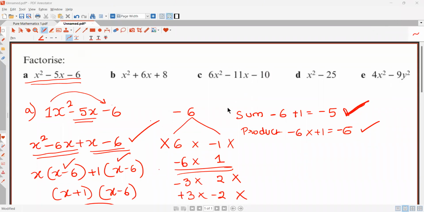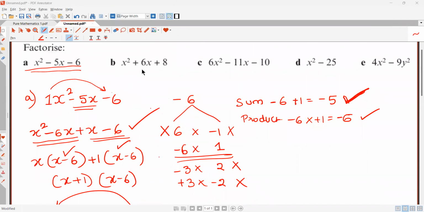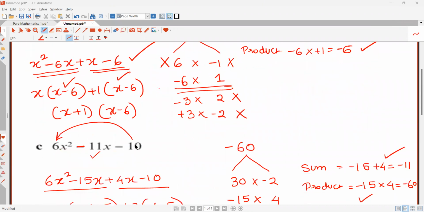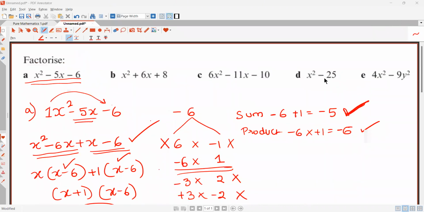So all of you could do C part as well. No, sorry, B part. We did B part by the way. I told you guys to do B part, and most of you were able to send me B part. And we did C part just now, which is over here, 6x squared minus 11x minus 10. Now let's do the D part and E part.